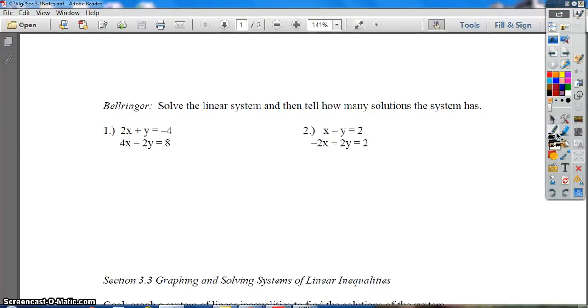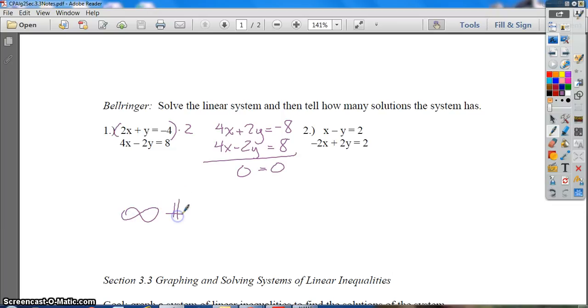Section 3.3, a little bit of a review. Solve the linear system and tell how many solutions it has. I'm going to do linear combinations. This top one I'm going to multiply by 2, so that everything will cancel out vertically. So see what would happen to it. I get negative 8 there. This is still 4x minus 2y equals 8. So 0 equals 0. There is an infinite number of solutions.